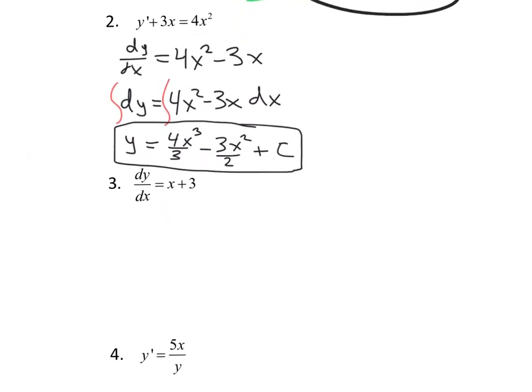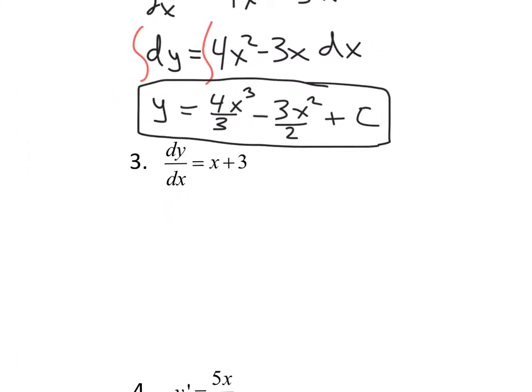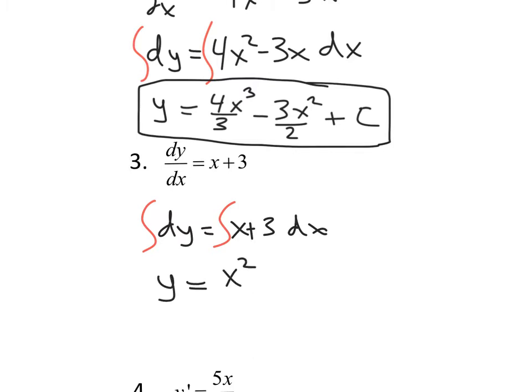Let's do one more here. dy/dx equals x plus 3. I can just separate the variables right away. dy equals x plus 3 dx. And now I'm ready to take the integral of both sides to get rid of the dy and the dx. And I'll get y equals x squared over 2 plus 3x plus c.